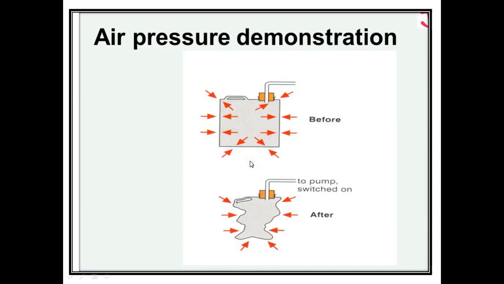And now what happens after the pump is switched on? Then there are almost no molecules inside the can, and the pressure of the molecules outside the can crushes it. So only outside the wall of the can, the pressure is being applied. You can see that there is no pressure from the inside when the pump is switched on. This is the vacuum pump. So this is the demonstration of air pressure and how it works.